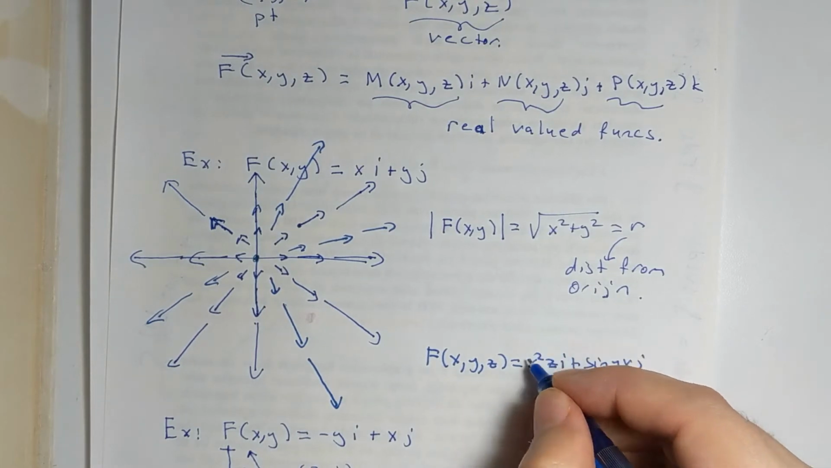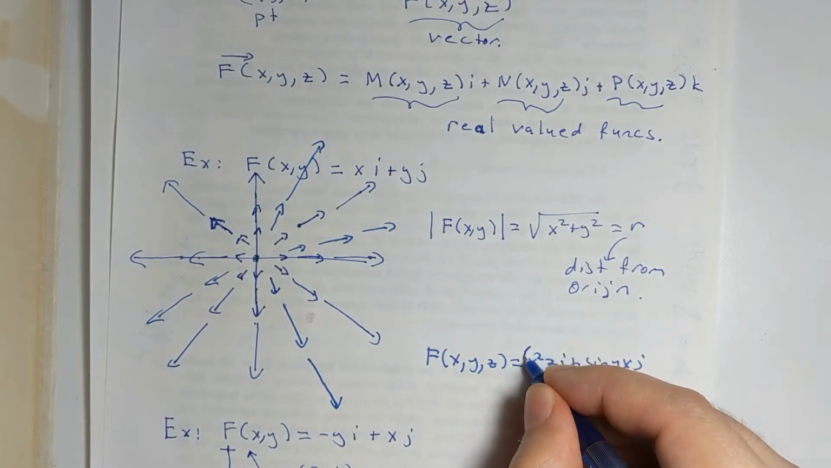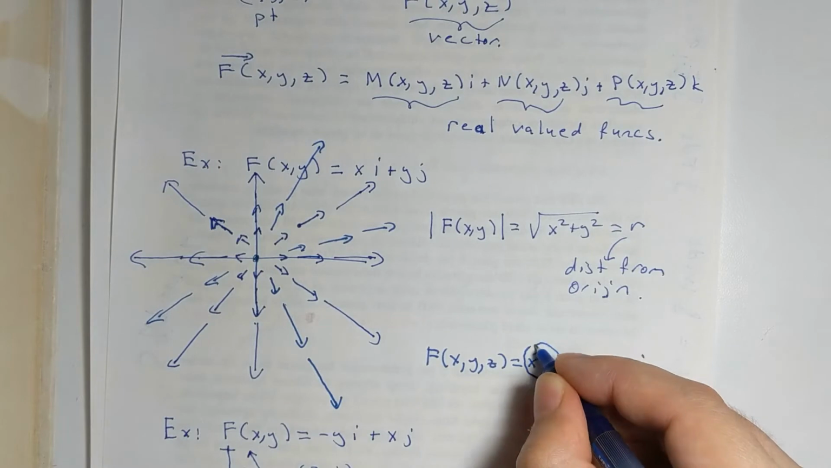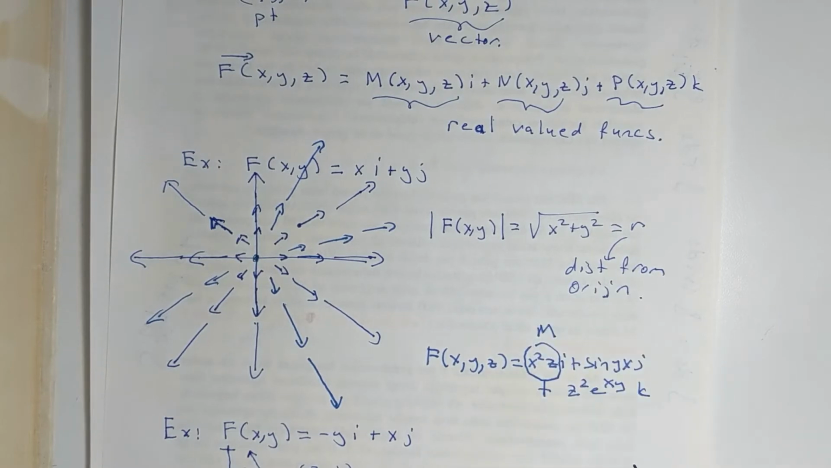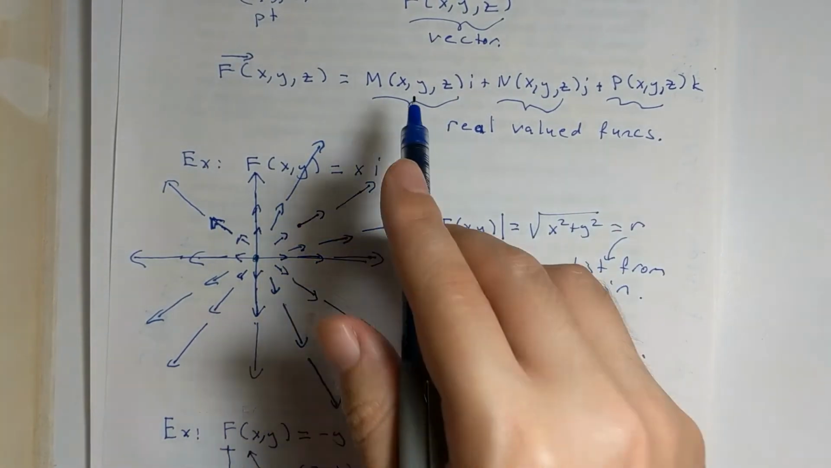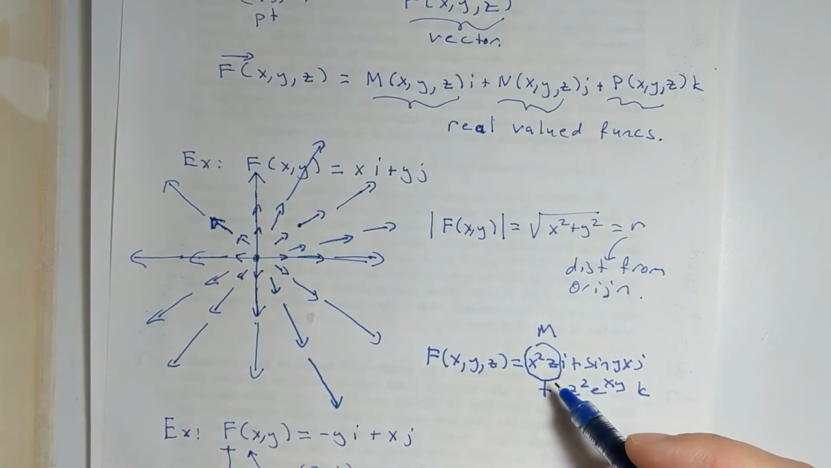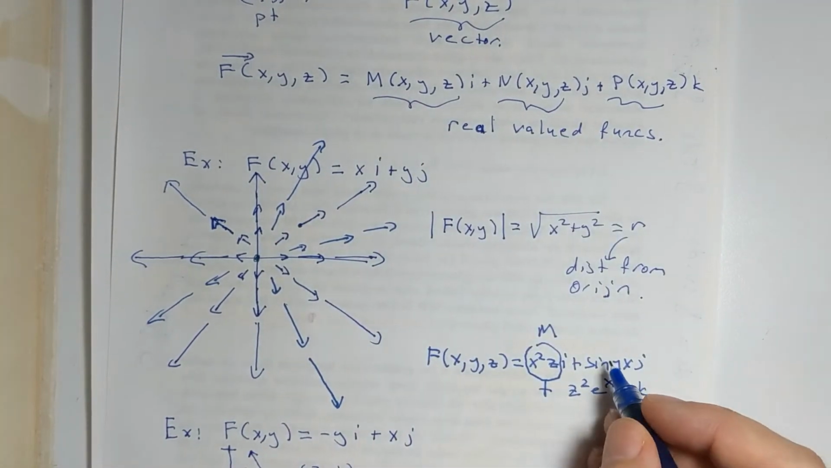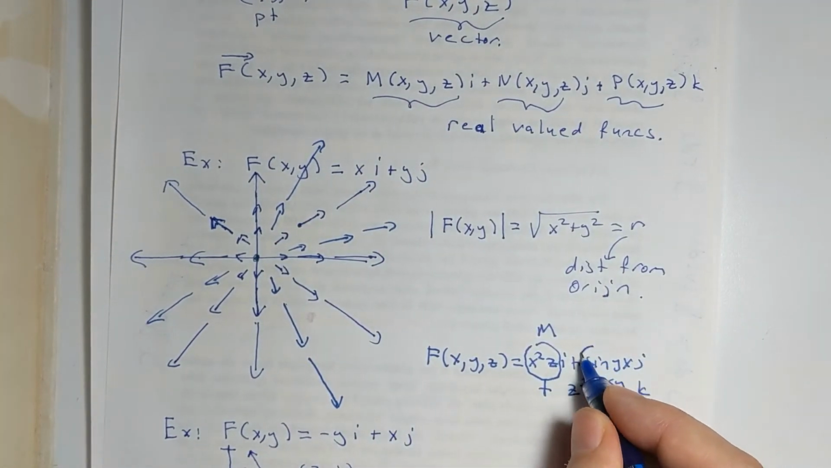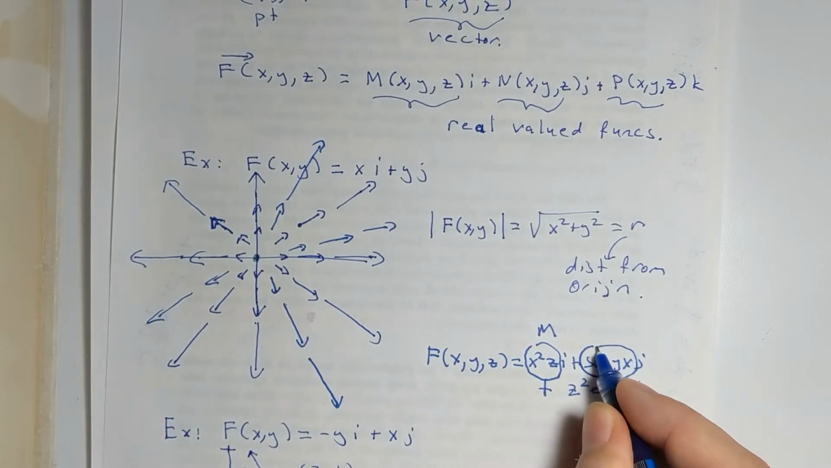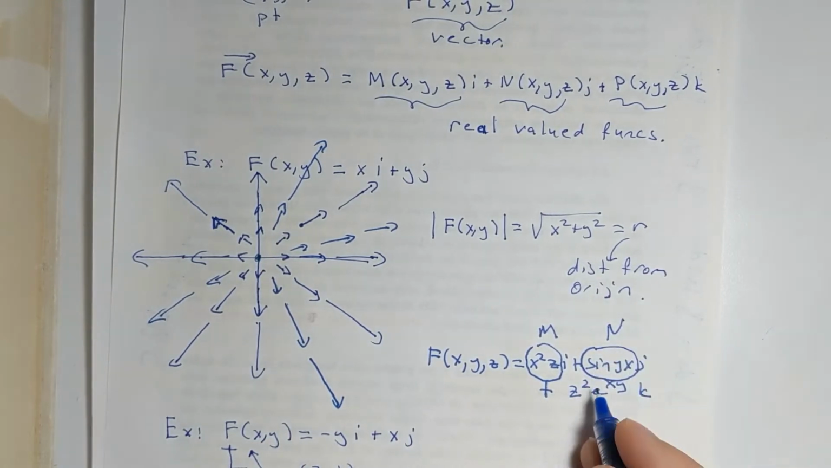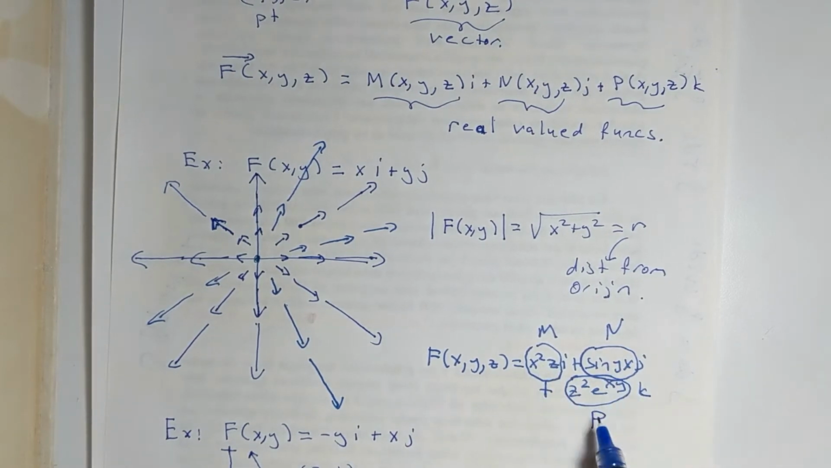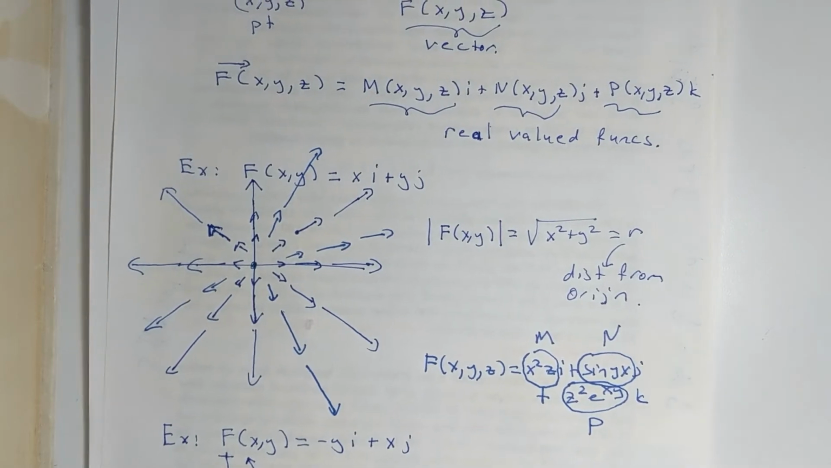Now this x squared z, in our example, would correspond to M. We're not going to write x y z all the time, so whenever I say M, it's just going to be the i component. It's going to be a function, not a constant. This over here would be N, and finally this over here would be the z component, P. Again, these are functions, not constants.